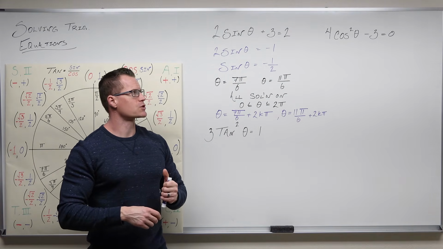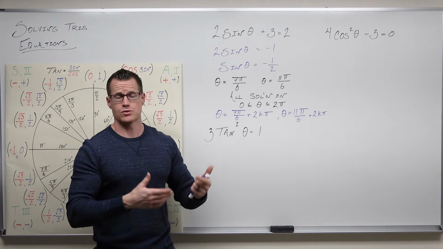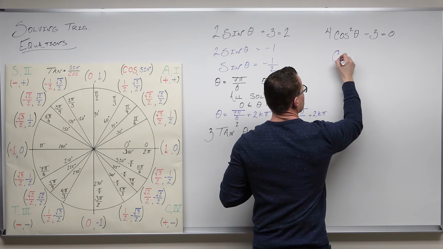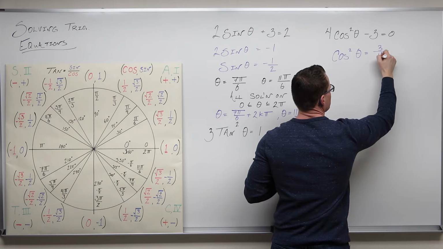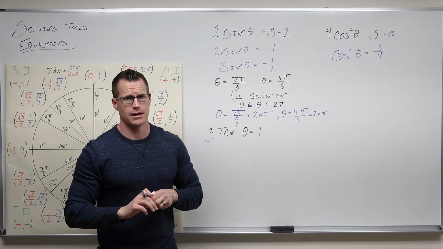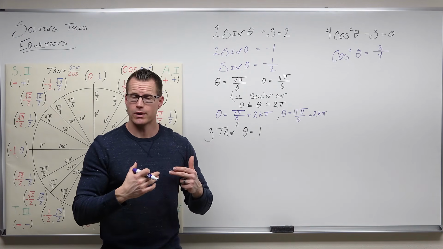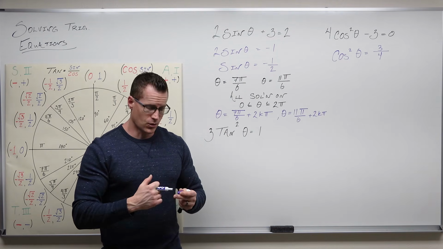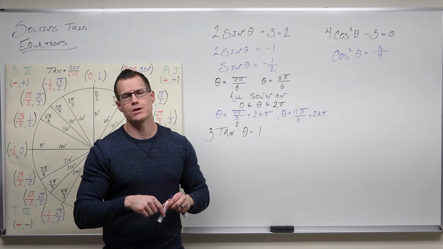So 4 cosine squared theta minus 3. Isolate your trig function as much as you can. So we're going to add 3, and we're going to divide by 4. If we do that, remember, we do have to isolate. So cosine squared equals 3/4. That's our first step. But cosine squared means cosine to the second power. How in the world do we undo power 2's? Well, we take a square root, and we take it on both sides. And we use a plus and minus.